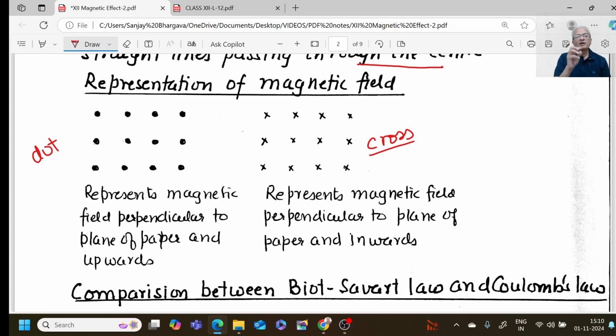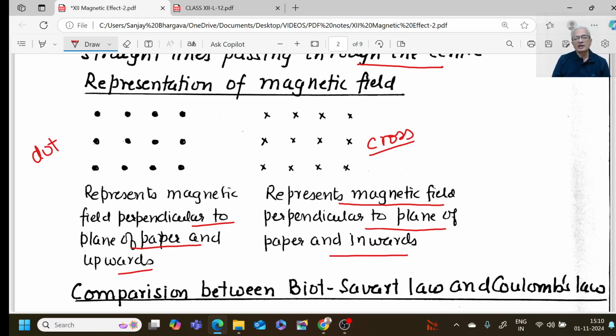अगर आपको अपने फिगर में ऐसे डॉट नजर आते हैं तो व्हाट डज इट रिप्रेजेंट? इट रिप्रेजेंट मैग्नेटिक फील्ड परपेंडिकुलर टू द प्लेन ऑफ पेपर एंड अपवर्ड्स. और अगर क्रॉस नजर आता है तो इट रिप्रेजेंट्स मैग्नेटिक फील्ड परपेंडिकुलर टू द प्लेन ऑफ द पेपर एंड इनवर्ड्स. तो जिस पेपर पे आप लिखते हैं या तो उसके ऊपर की तरफ या फिर नीचे की तरफ.